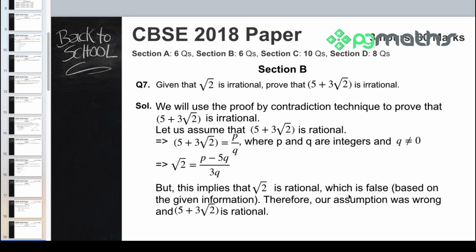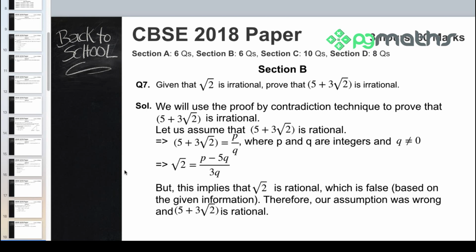Root 2 by for a fact we know is irrational, and it is also given in the question. So my basic assumption that 5 plus 3 root 2 is rational, which I have taken here, is wrong because it is contradicting. It implies that root 2 is rational, but it is irrational. It is given in the question. So my basic assumption is false. So I proved that 5 plus 3 root 2 is irrational.